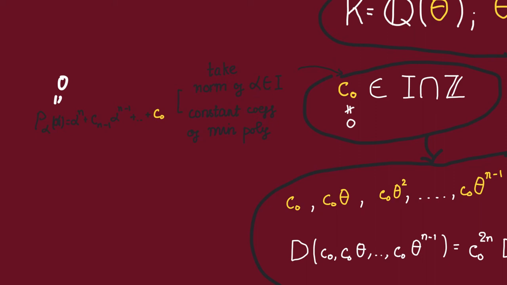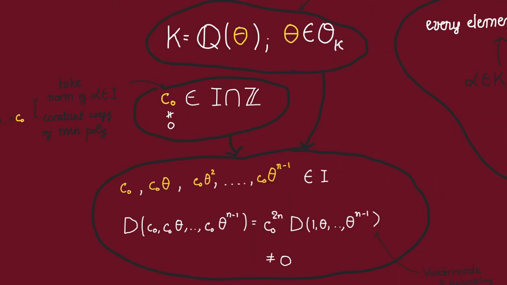These two approaches are the same because this constant term is actually the norm of alpha anyway. Thus, using this primitive element in OK, and this integer here, we can multiply them together, and then we see that we get a tuple lying in I, because the C0 is in I and this eta is in OK. So we get a tuple lying in I, and the discriminant is non-zero.